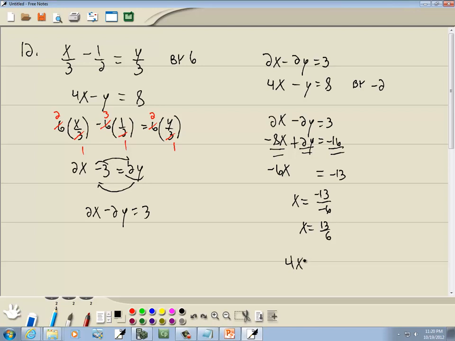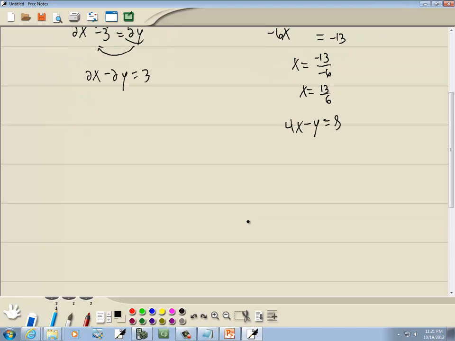Now I want to plug it into my second equation. That looks a little easier. 4x minus y equals 8. We just said x was 13/6, so I get 4 times 13/6 minus y equals 8. 4 and 6 are both divisible by 2. 6 divided by 2 is 3. 4 divided by 2 is 2. So we get 2 times 13, 26 over 3. I'll take the negative y to the right side and the 8 over. So we get 26/3 minus 8 equals y.